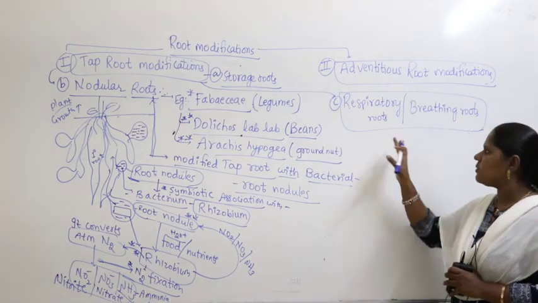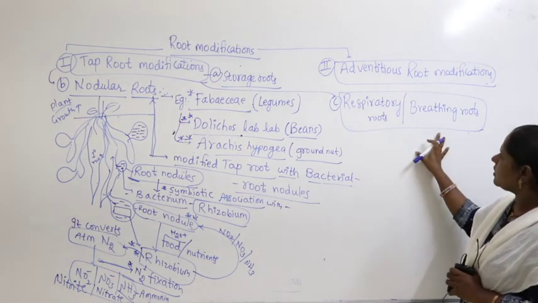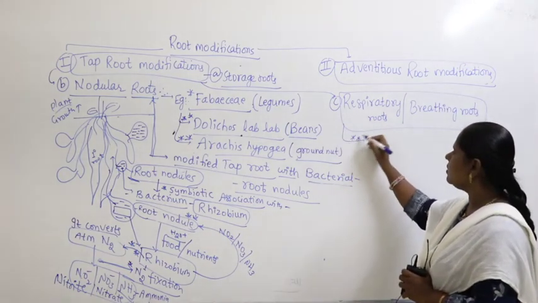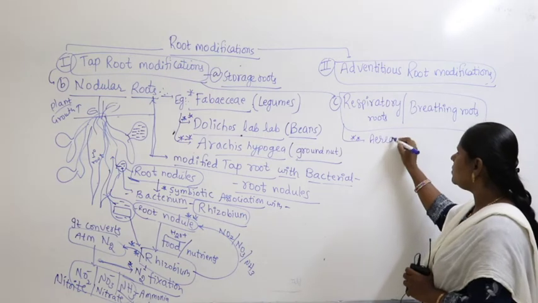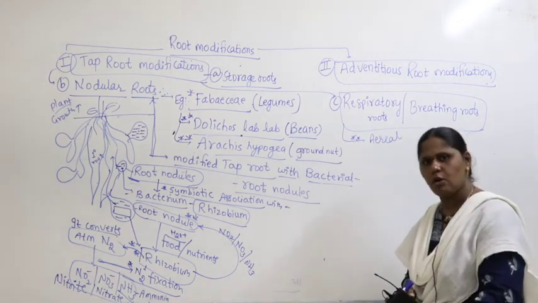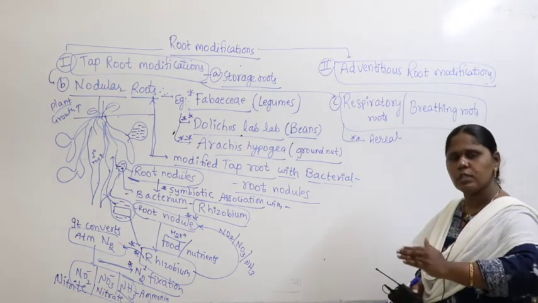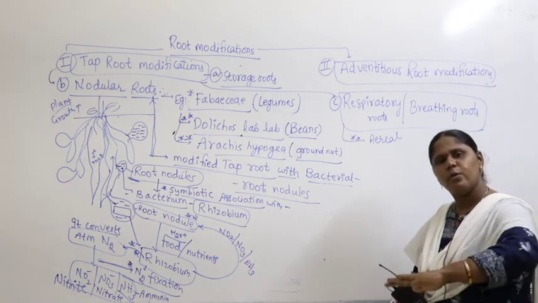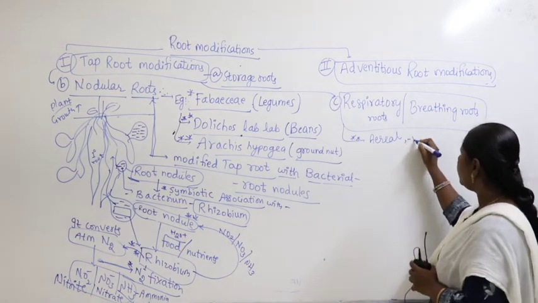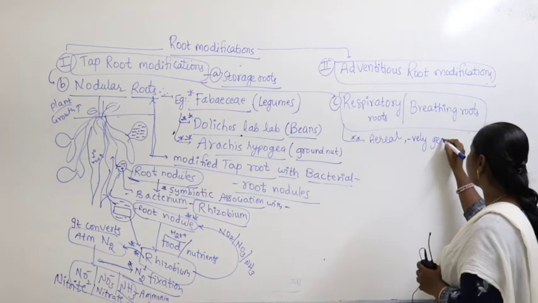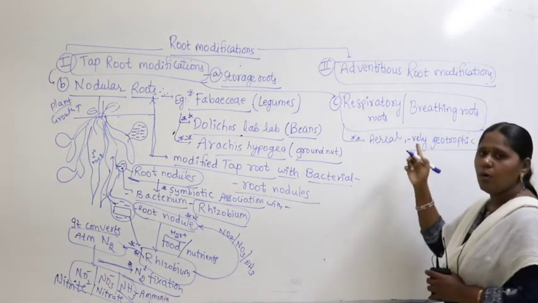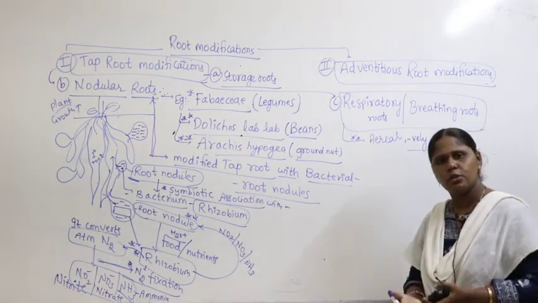So what are respiratory roots, what are breathing roots here? Let me give you the definition. Here they are aerial roots. Generally roots will grow into the depth of the soil. But in this case roots are aerial. Aerial means above the level of soil. They are aerial, and they are negatively geotrophic. Why do you call them negatively geotrophic?